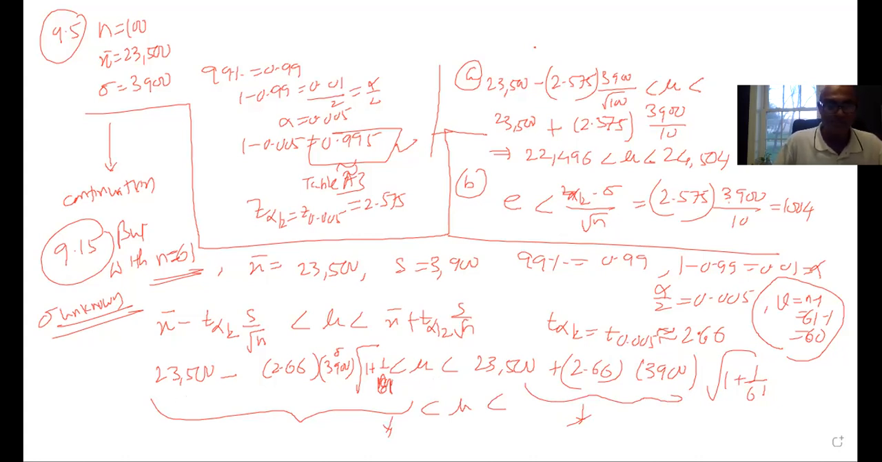And I think this is the end of article 9.1 to 9.5. Next time we are going to start 9.8.